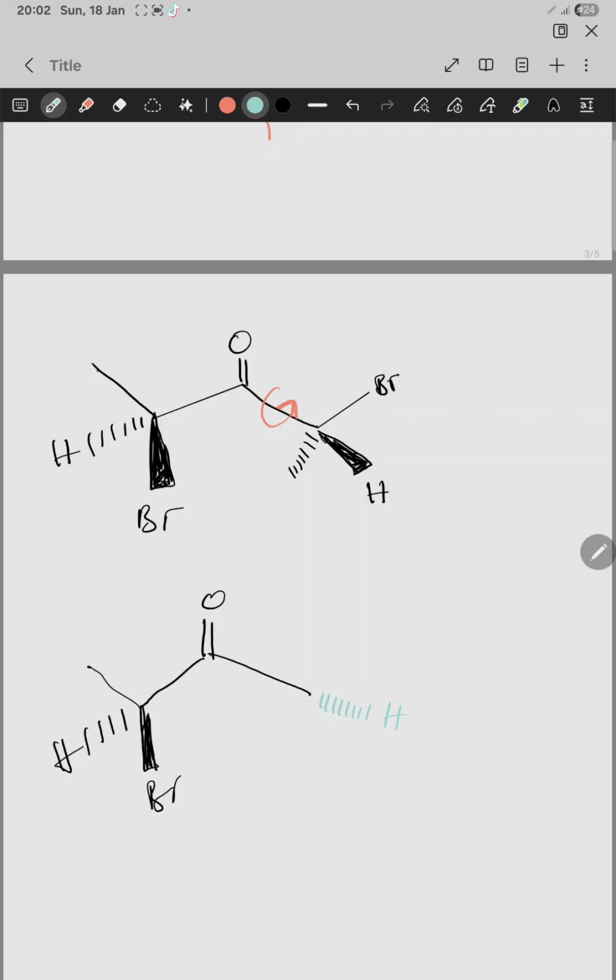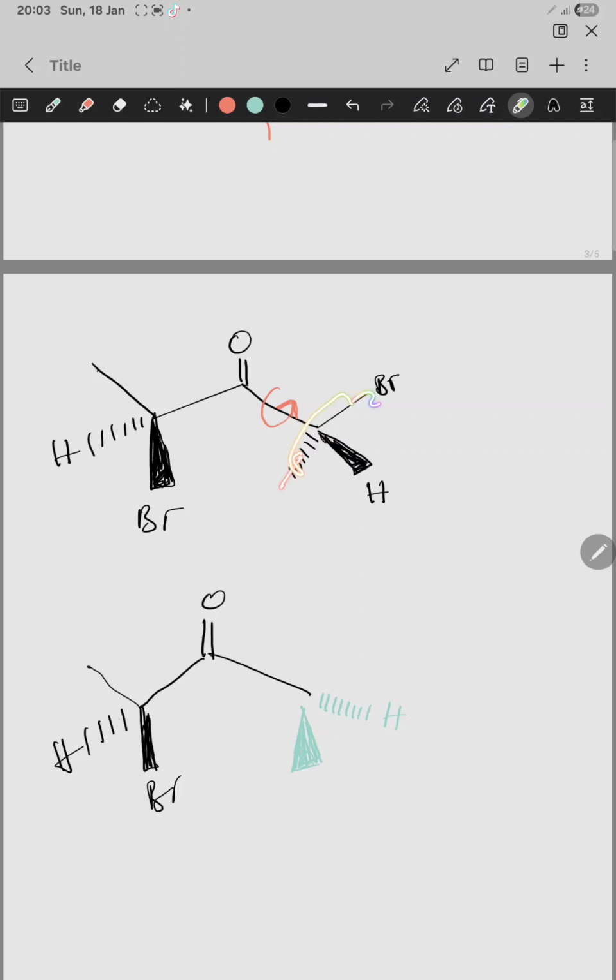So I can rotate it and it can come and now point at me like that. Okay, then this bond here, which was pointing at me, it can now go and occupy the position where this bromine was. So what I've just done is I've just swapped.